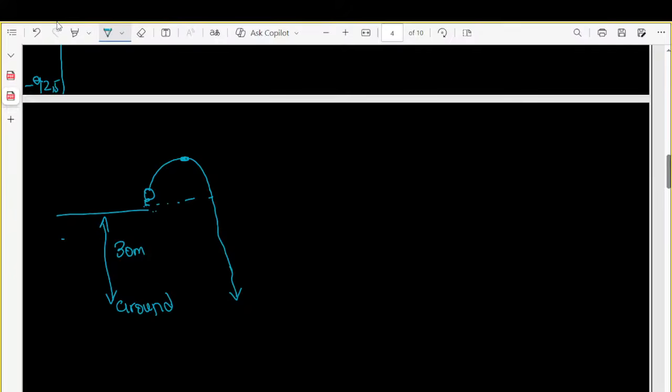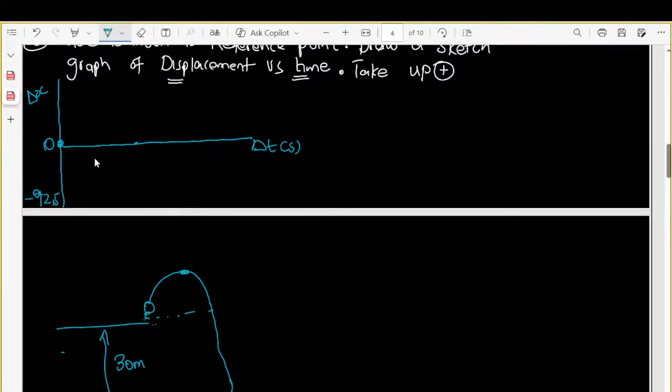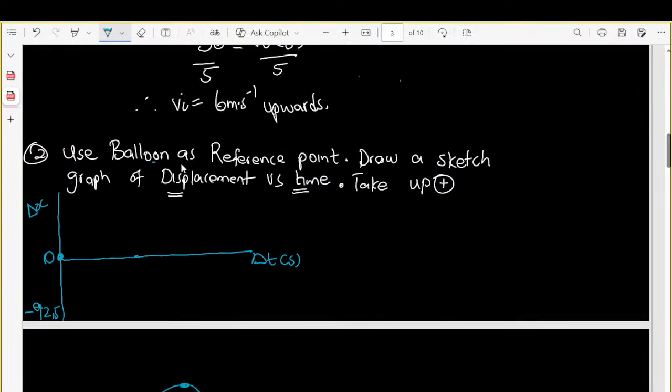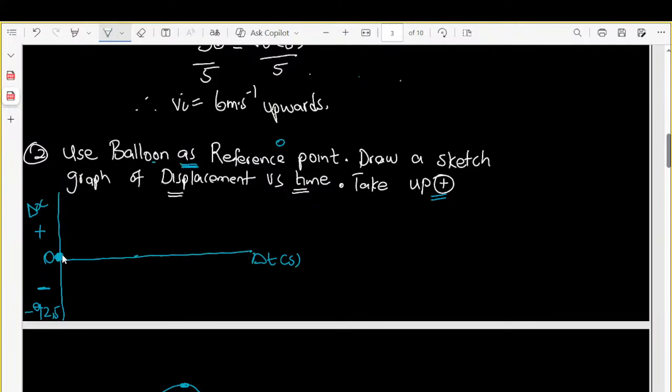So now, if an object starts moving up, and this is my displacement, and they said to use the balloon as a reference point, the reference point is 0. So this will start from 0, then it will start moving up. And we take up as positive. So remember, this side our height is positive, this side our height is negative. If you can understand that part, everything is good. Just treat this as your Cartesian plane. We know that if this is 0, going up the values are positive, going down the values are negative.